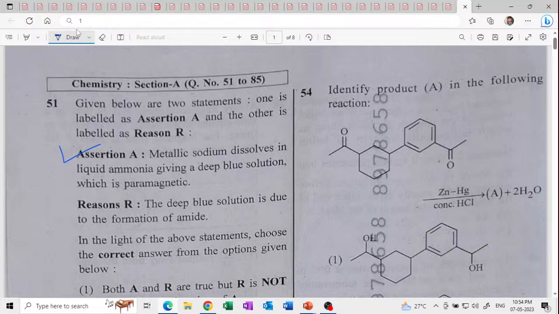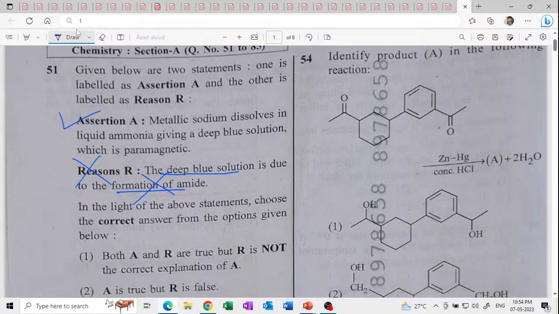Metallic sodium dissolved in liquid ammonia gives a deep blue color solution which is paramagnetic. Reason: the deep blue solution is due to the formation of amide. This is incorrect, it is not the formation of amide; the solution becomes colorless. So the reason is incorrect. Then what is your option? The second option is correct: A is true but R is false.